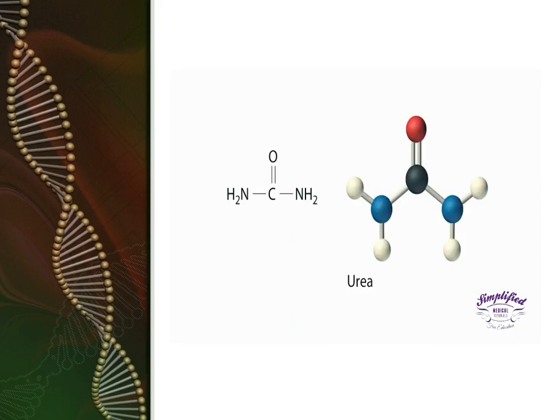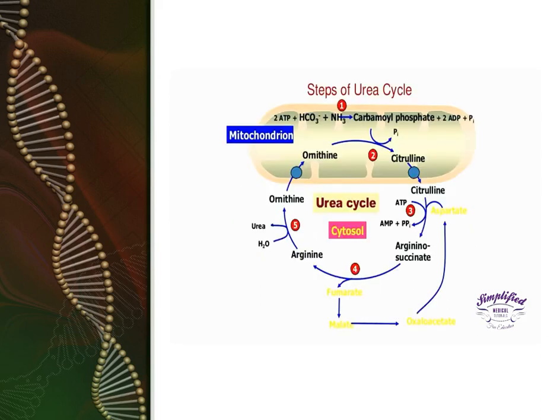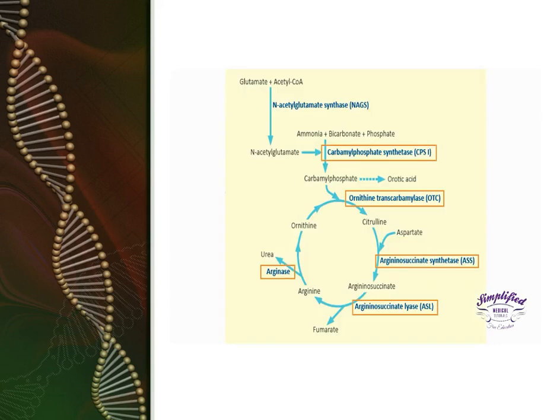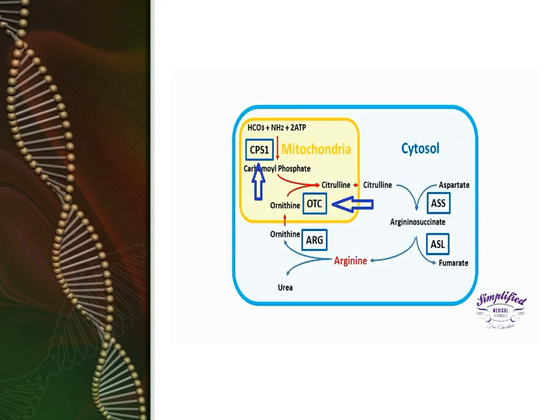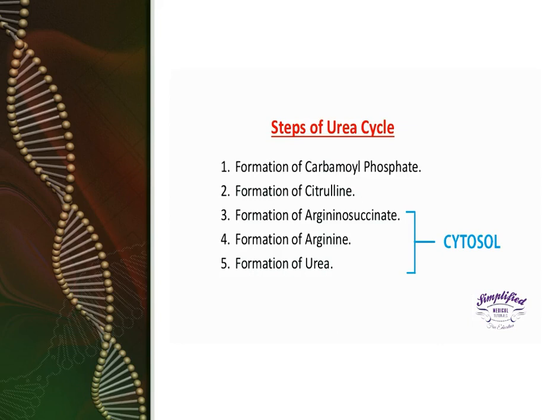If we look at the structure of urea, the two nitrogen atoms in urea are derived from two different sources, one from ammonia and the other directly from aspartate. The carbon part comes from carbon dioxide. Urea synthesis is a 5-step cyclic process with 5 distinct enzymes. The first two reactions occur in the mitochondria because the required enzymes are present in the mitochondria, whereas the remaining cycle takes place in the cytosol.